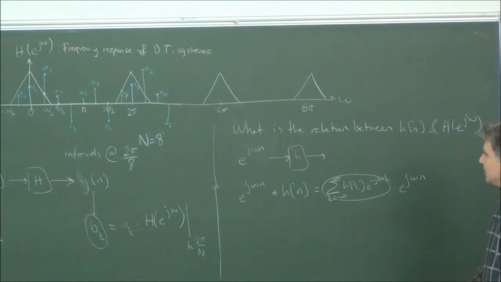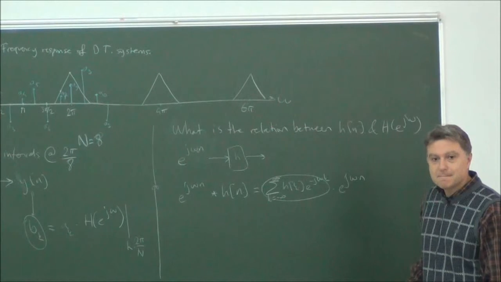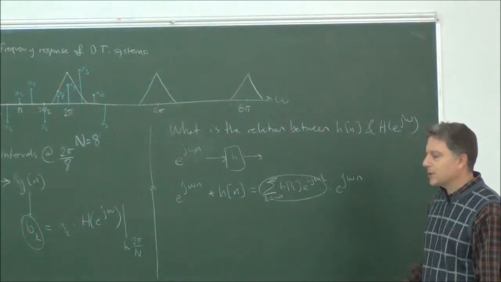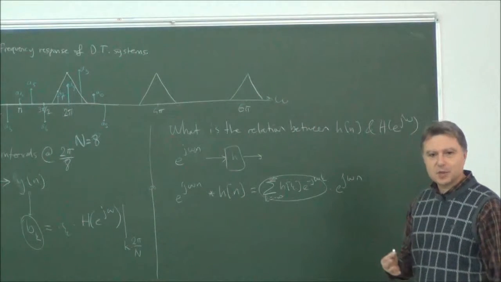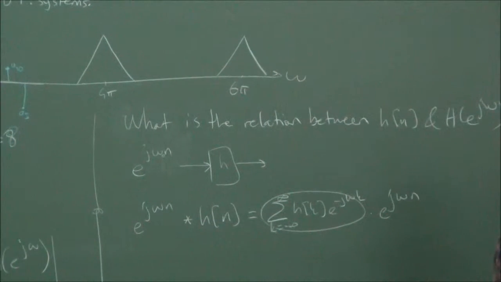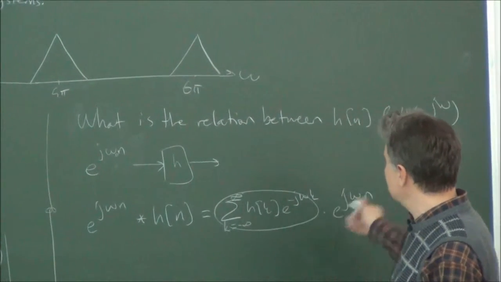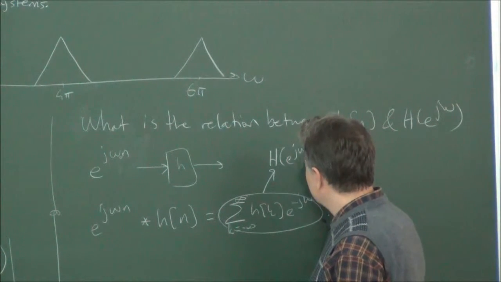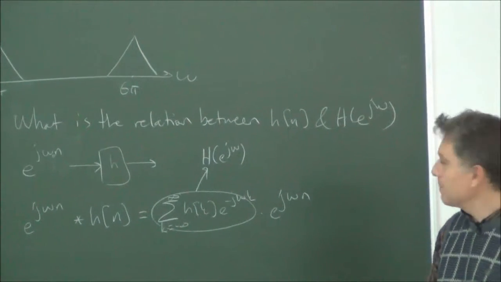But that thing, as you see, doesn't depend on n. There is no n term appearing over there. It is only in terms of what? k? It's not even in terms of k, because k is the summation index, so k doesn't come out of this summation. It is only in terms of omega, nothing else. It's not in terms of n. It's only in terms of omega, and we are going to call it H of omega, or to be more specific, H of e to the j omega.